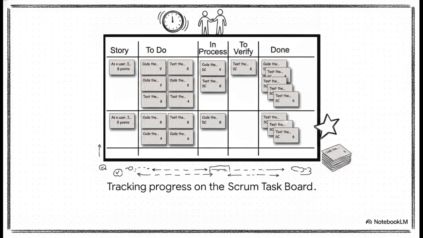Once the sprint actually starts, the team holds the daily Scrum, which is a strict 15-minute time-boxed stand-up. Imagine the team physically moving a sticky note for local file storage from the to-do column over to in process, then to verify, and finally into done. It's a meticulous daily tracking of their exact progress.